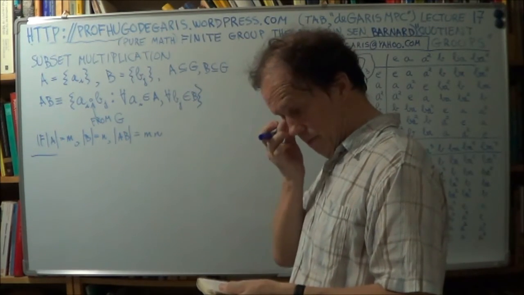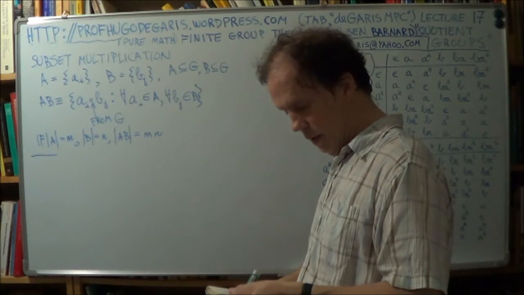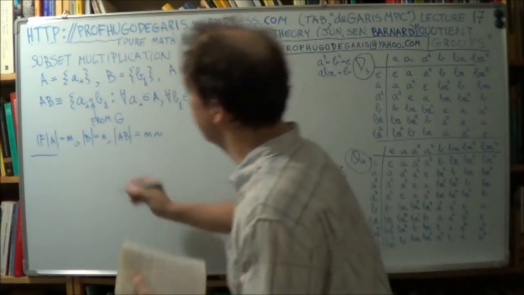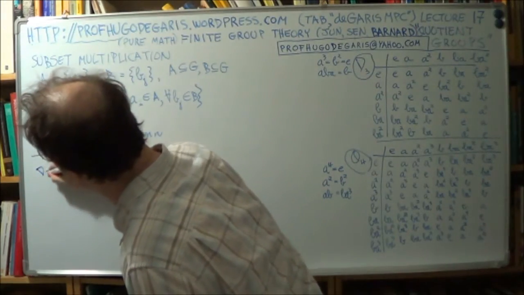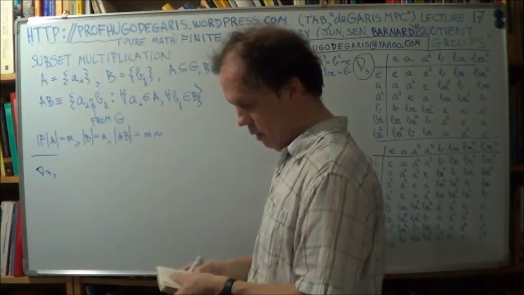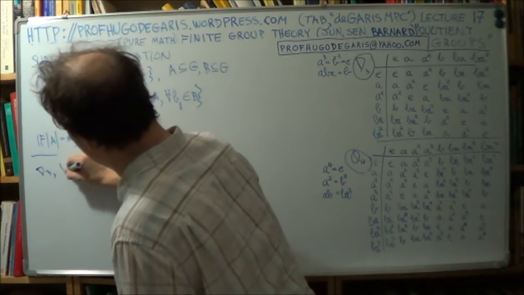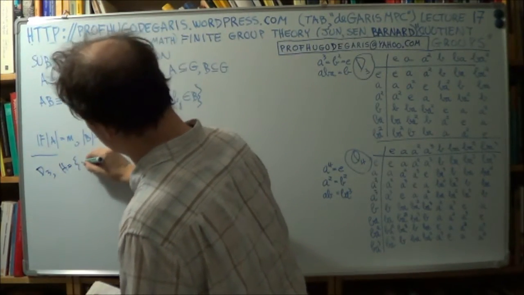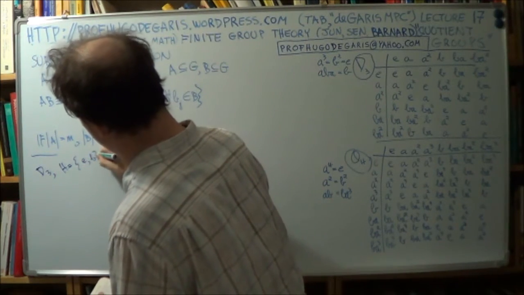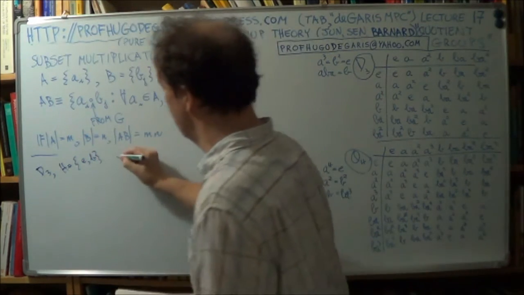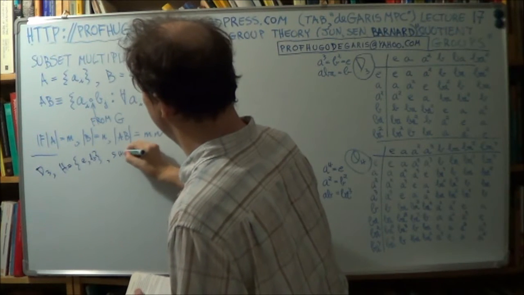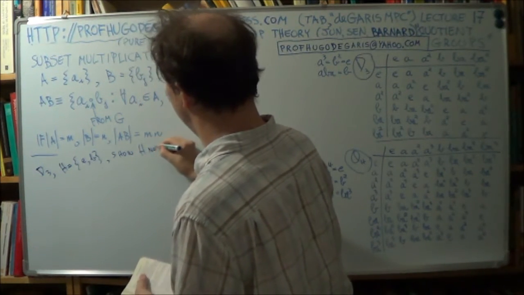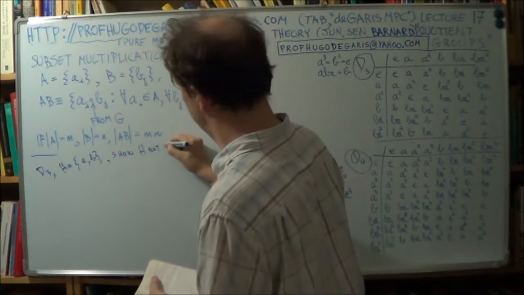Okay, so question 6 says, again we're in the context of D3, right? So D3, and we've got a subgroup H, which consists of the following elements, E and B. And you're asked to show H is not normal. It's not a normal subgroup.